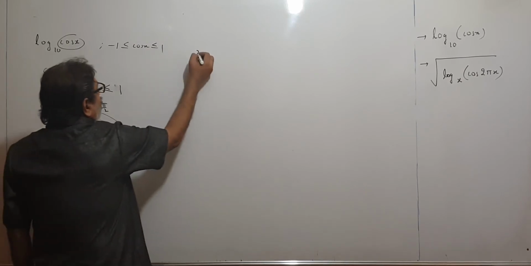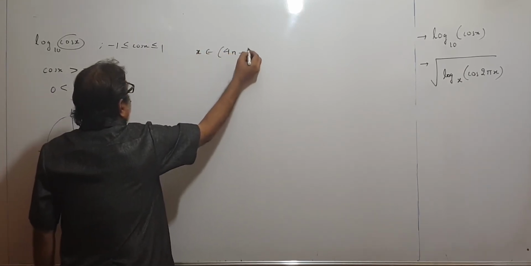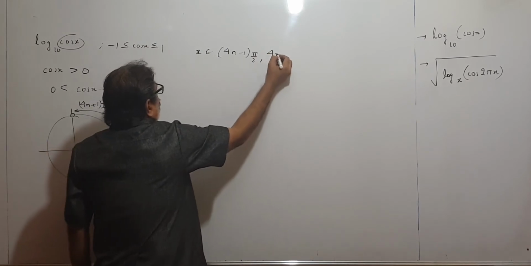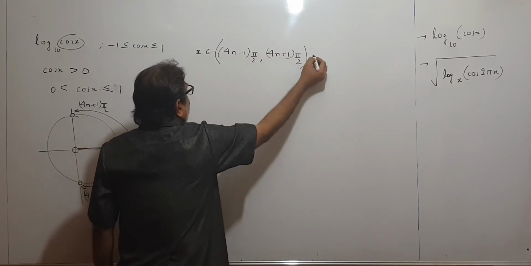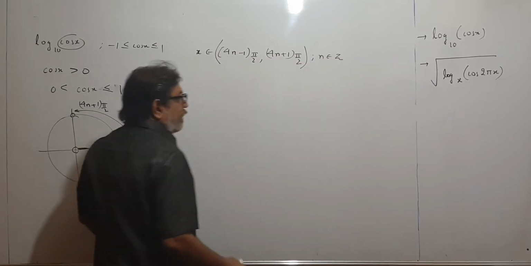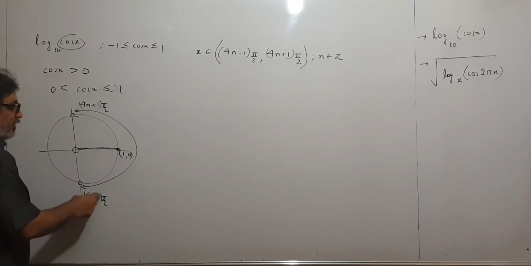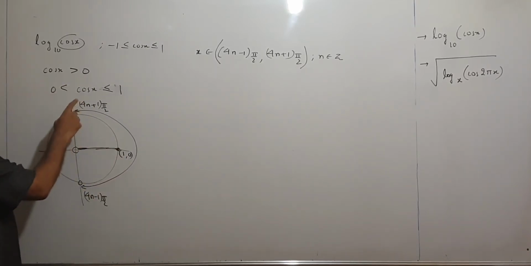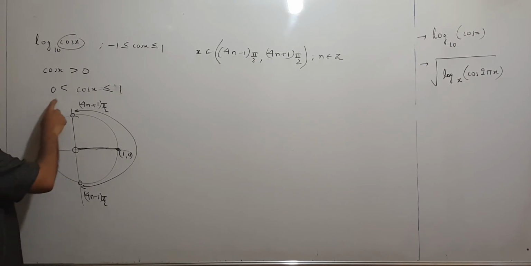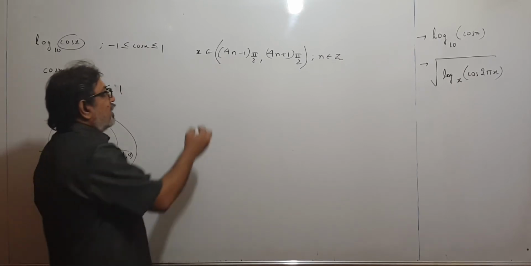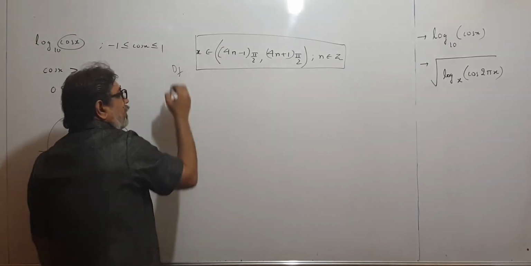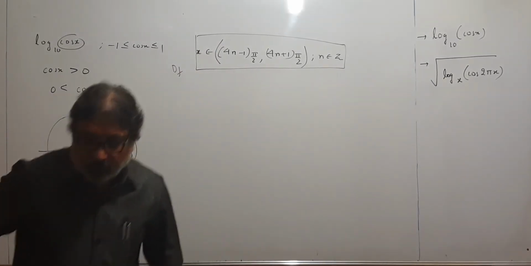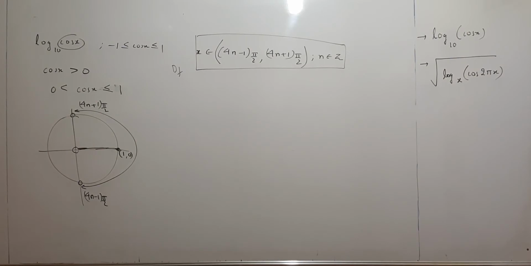That means x will belong to ((4n minus 1) pi by 2, (4n plus 1) pi by 2), not including the endpoints, where n is an element of Z. If x is in this range, then cos x will always be between 0 and 1, not including 0, including 1, and therefore it will always be defined. So this is the domain of our function log cos x. This is the domain. Please pause and copy, because I will need the place to write the other one.